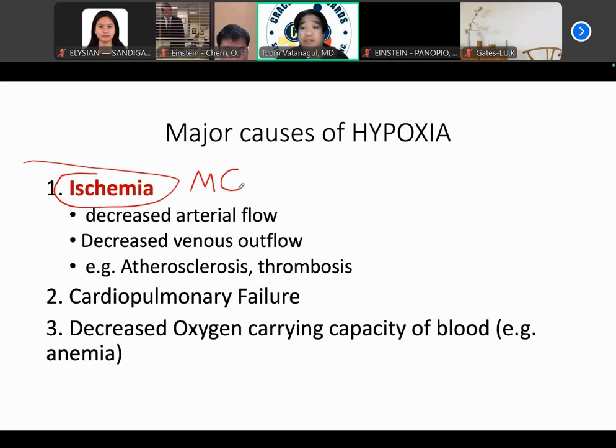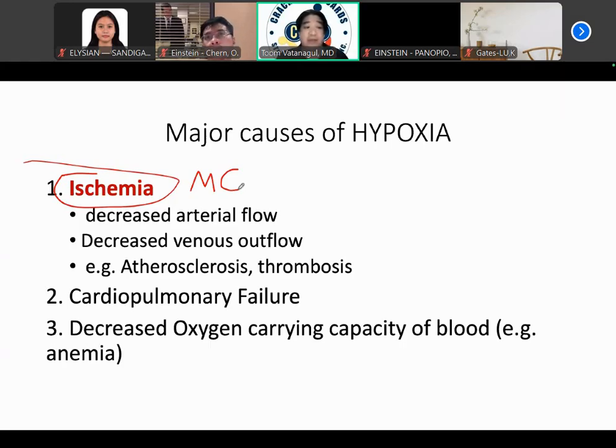What is the most common cause of cellular injury? The most common cause of cellular injury is hypoxia. Follow-up question. What is the most common cause of hypoxia? Okay, the most common cause of hypoxia is ischemia.